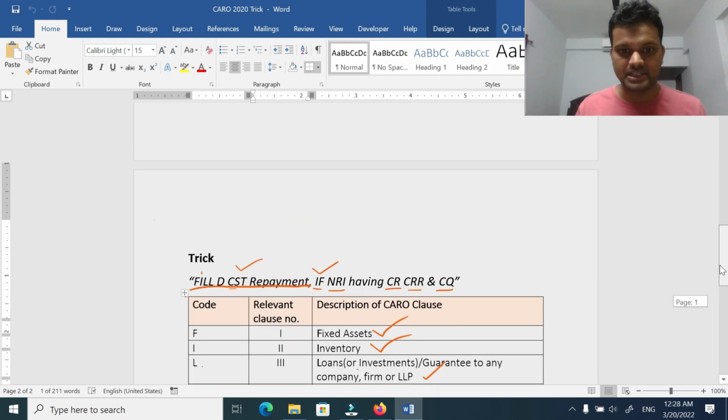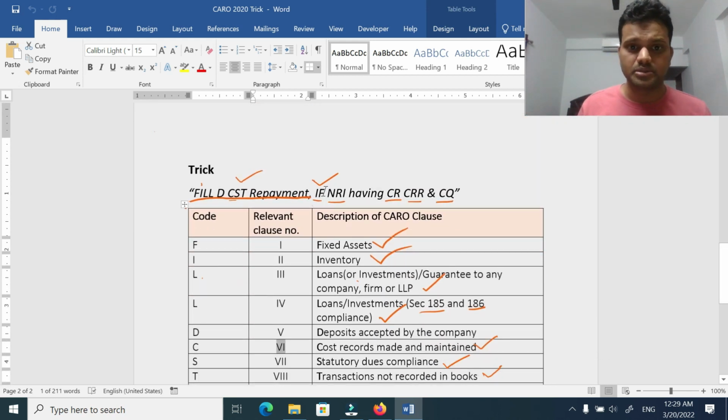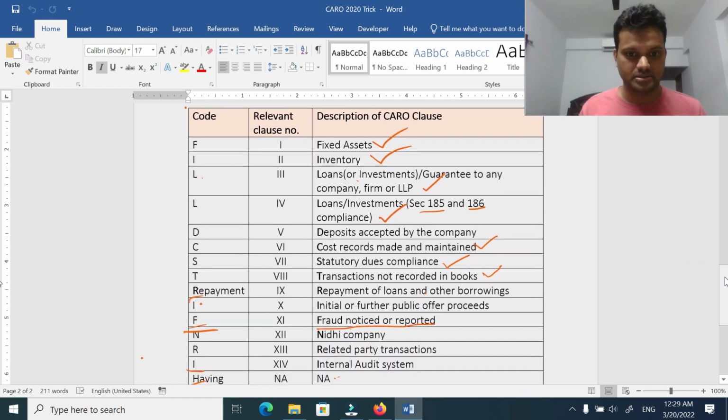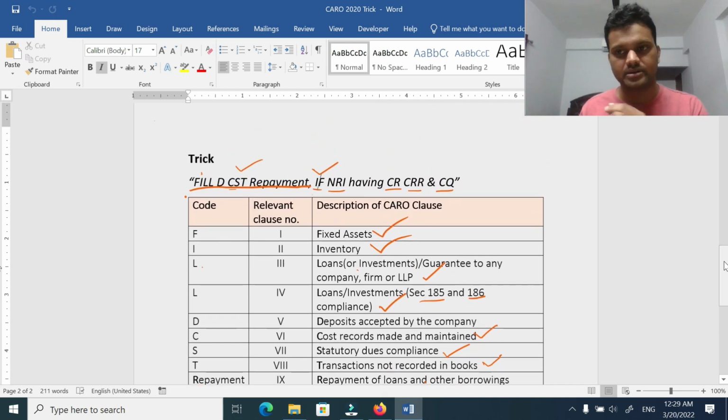Similarly, let us take another example. Suppose you have received a question related to fraud, where fraud notices are reported in your examination. Then how do you count the letters? FILL is 4, D is 5, CST three words makes 8, then R for repayment is 9, I for IPO is 10, F for fraud is 11. So the 11th clause is related to fraud. This is how you will be able to remember and write in your examination.